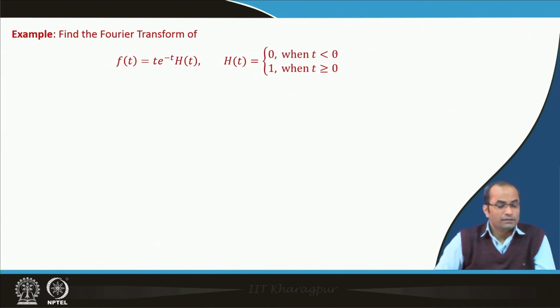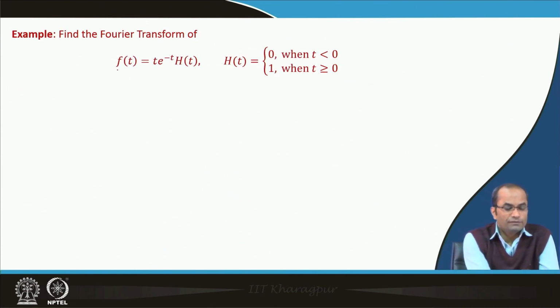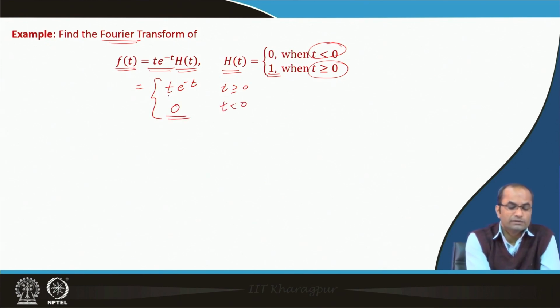Well, so this is another example where we will compute the Fourier transform of the function f(t) = t e^(-t) multiplied by the Heaviside function. The Heaviside function means when t is greater than or equal to 0, the value is 1, otherwise the value is 0. So again this function f(t) is defined for non-negative values of t and 0 otherwise. So for t negative, the value is 0.